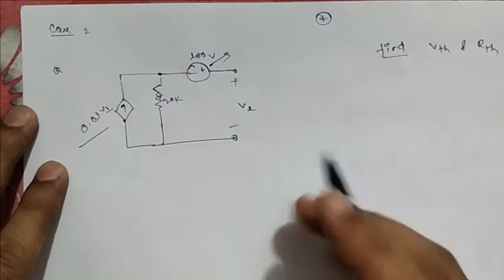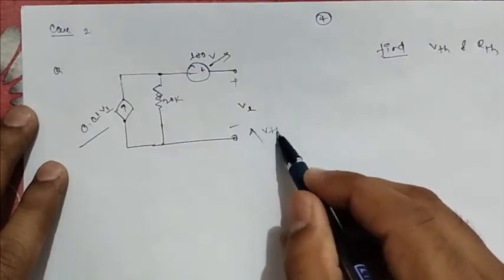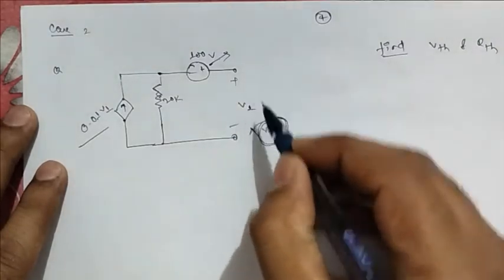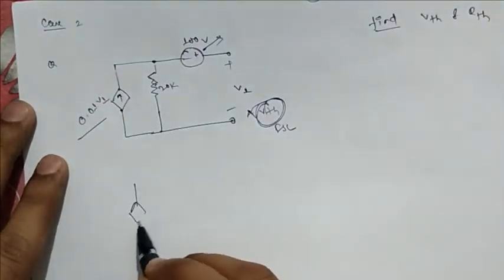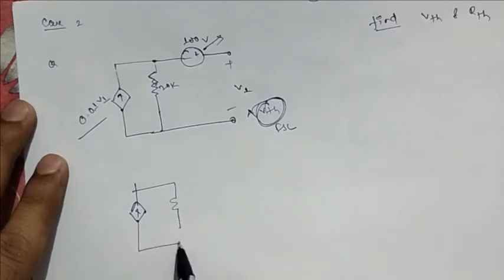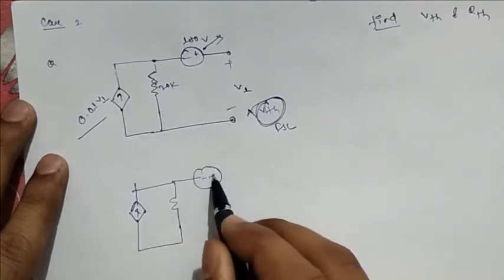Now how are we going to apply this? We are just going to find VTH and ISC. For finding VTH, what are we going to do? We are just going to redraw this circuit. Now we are just going to look at the possible values.